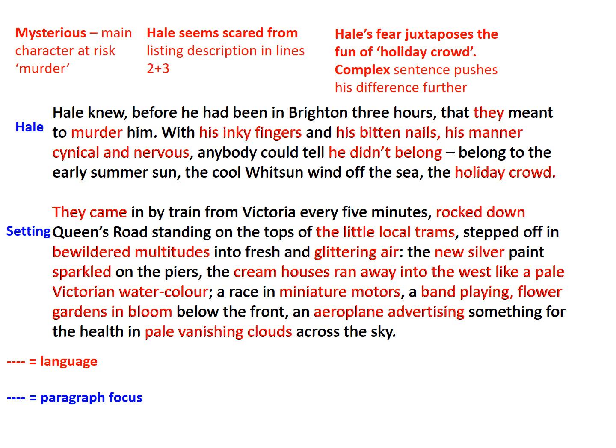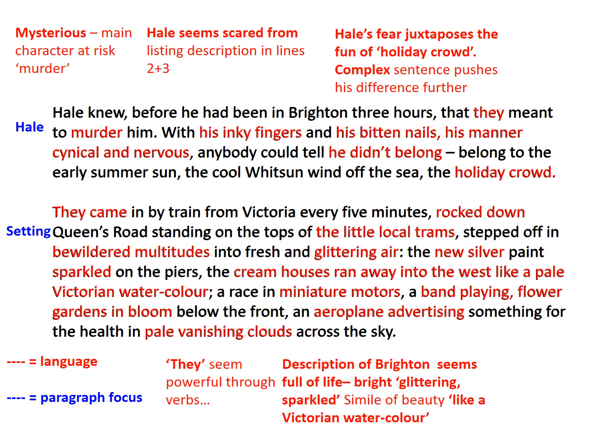As we move on to the second paragraph, they, that's the holiday crowd we assume, seem powerful through those verb choices of them coming by train, they're rocking down, and they're stepping off. But also the description of Brighton as a whole seems full of life. It's bright, it's glittering, it's sparkled, it's got this simile of beauty, like a Victorian watercolour. So there's so much joy here. It's almost a stereotype of joy, with pretty flowers and great music and lovely houses.